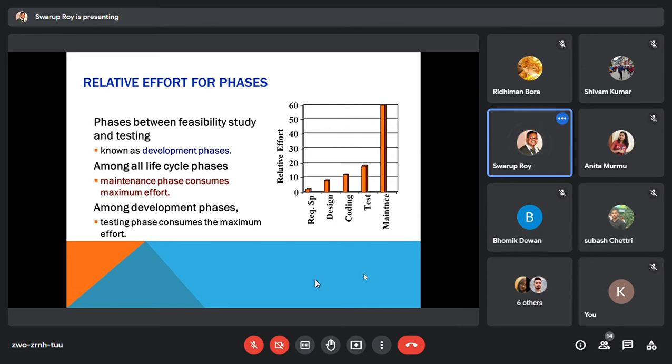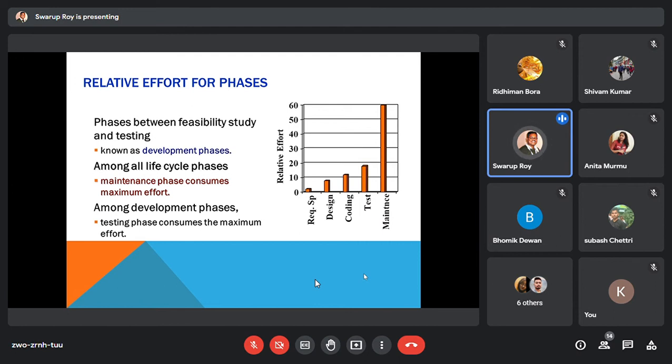Maintenance. Normally the phases from requirement specification and analysis through testing are called the development phases. These first four phases are called the development phases. And then once it is tested and deployed to the customer side, and it is in use, it enters the maintenance phase. It will go inside that.